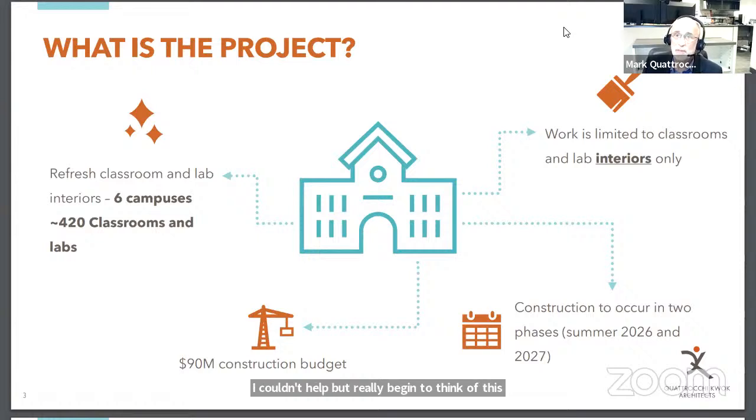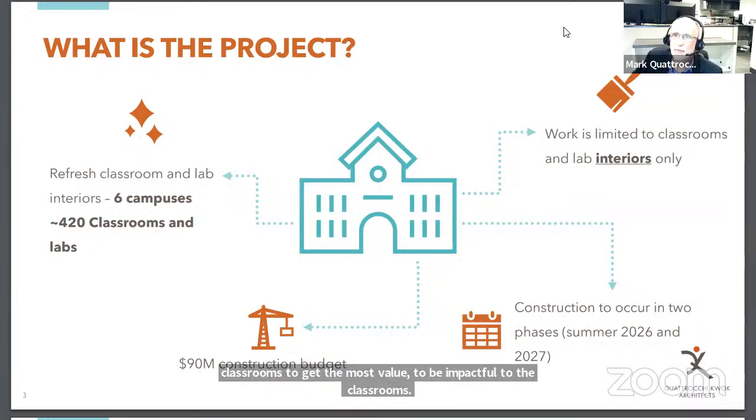A teacher will leave in spring and come back into what they would likely think is a brand new classroom, because every surface they're going to see and touch will be new. So there are 420 odd classrooms and labs in the 6 comprehensive high schools. It's about a $90 million budget for the project. It's also important we recognize that the work is interior only. When you do something, you do it 420 times. So we have to be very mindful of staying within the classrooms to get the most value to be impactful to the classrooms. And then lastly, I'll describe the schedule in a bit more detail, but we're going to do this over the course of 2 summers.